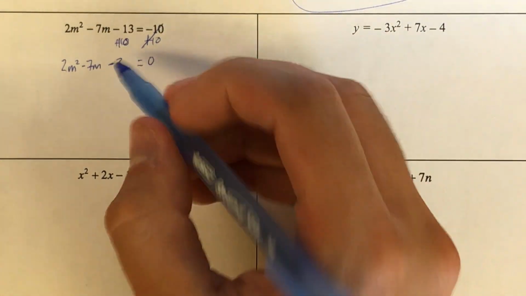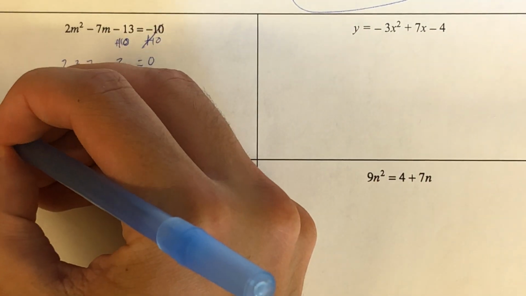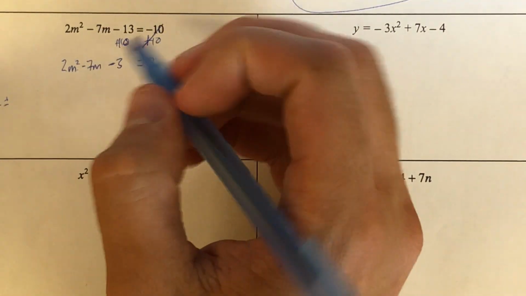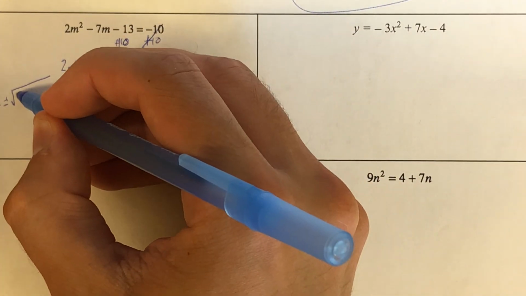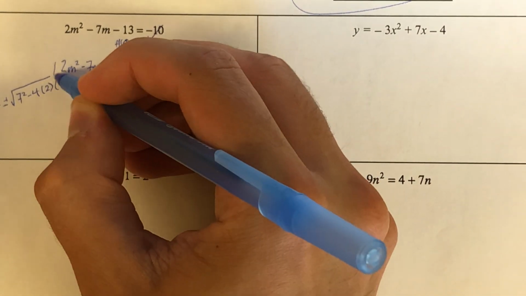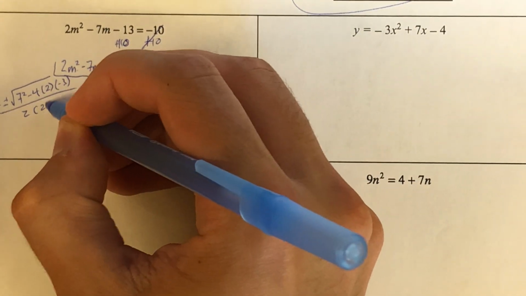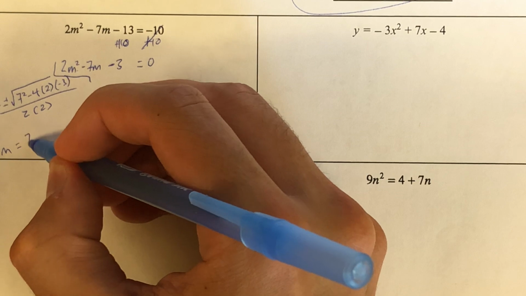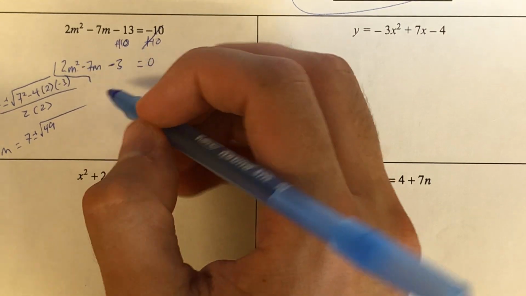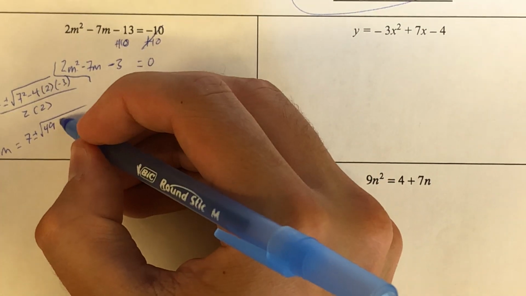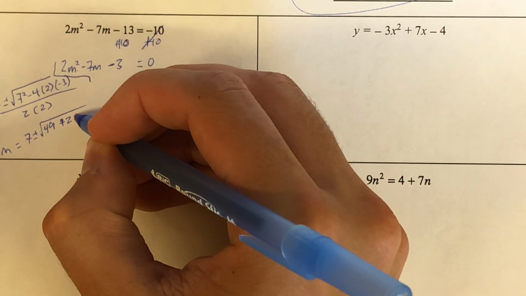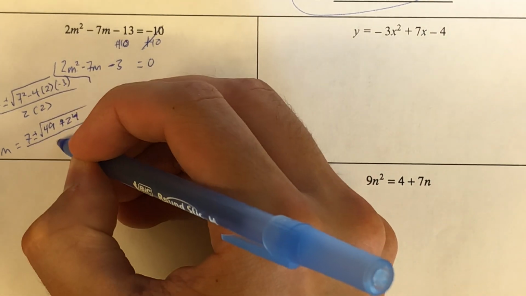So we have x is equal to, or I guess in this case the variable is m. So we have m is equal to negative b, so 7, because negative is positive, plus or minus the square root of 7 squared minus 4 times a, which is 2, times c, which is negative 3, all over 2a. Simplify what's under the square root. So we have 49. 4 times 2 is 8, times negative 3 is negative 24. Minusing that, so it's same thing as a plus 24. Yes, 24. All over 4.